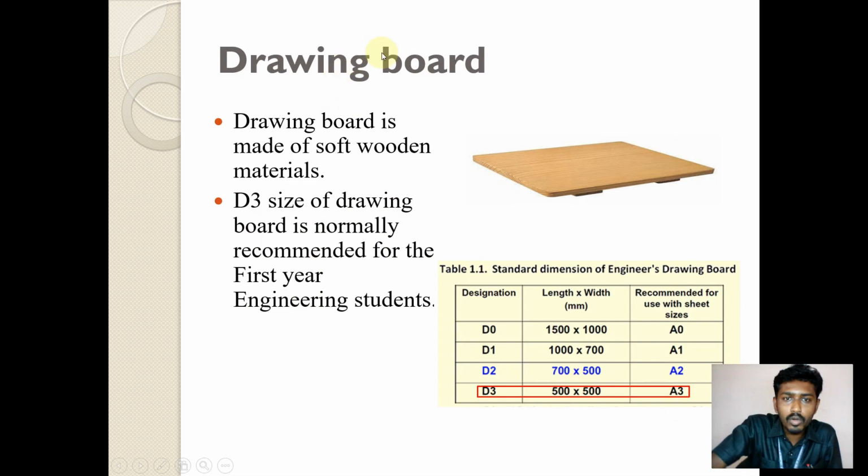Next we shall know about the drawing board. The drawing board is usually made from wooden materials, soft wooden materials. I recommend the paper as A3 and here the drawing board is D3. Always remember the drawing board should be somewhat higher in dimension when compared with the paper size. So that's why here for D3 the dimension is given as 500 cross 500.